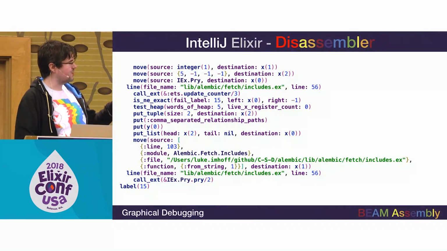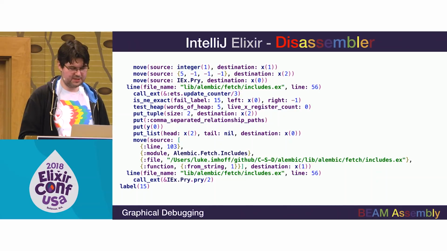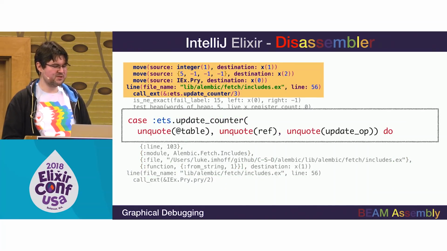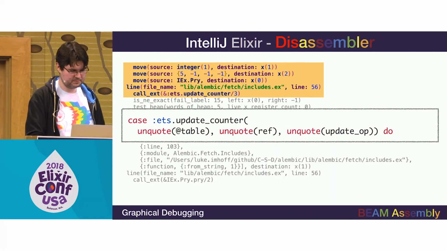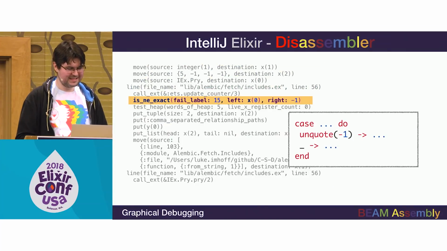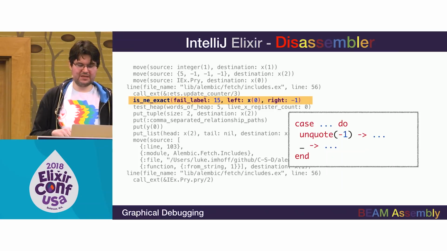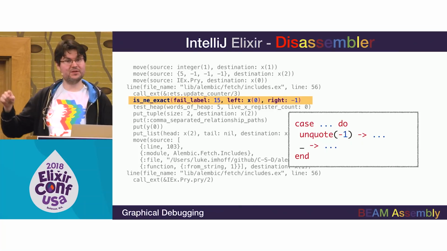We're going to concentrate, though, on just the code that was added by the instrumentation. The first 5 instructions are the compiled version of the ets update counter in the instrumenter. The 6th instruction is a little weird, though. It's testing if the x0 register, which is the return from the last call, ets update counter, is not equal to -1, even though the Elixir code is testing for if it is -1.